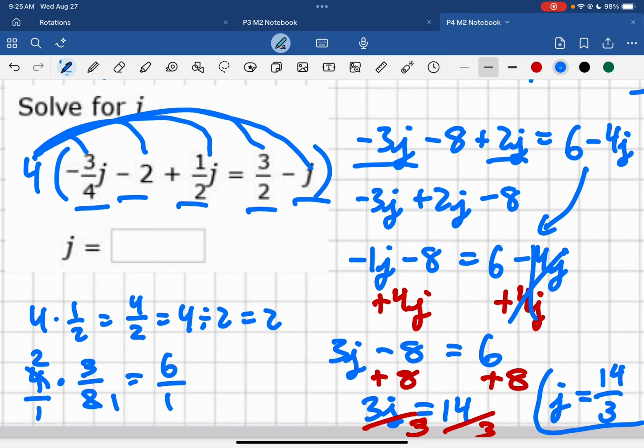Best part about algebra is you don't have to change the improper fraction to a mixed number. You can just leave it as long as it's simplified. And because I cannot divide 4 and 3 by anything in common, I can just leave it as it is. And that's how you do that equation.